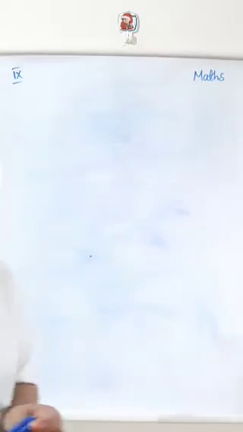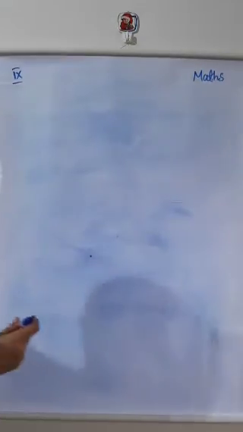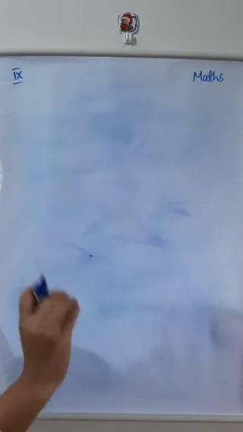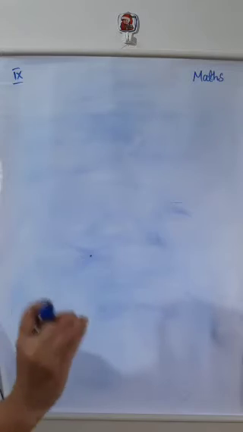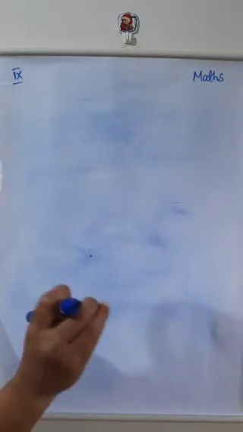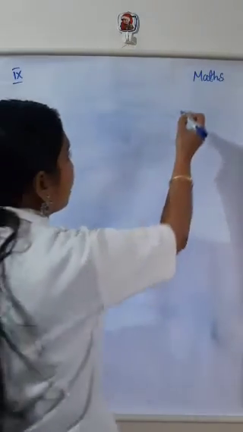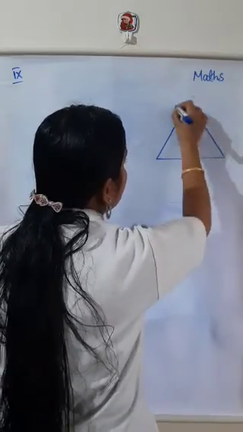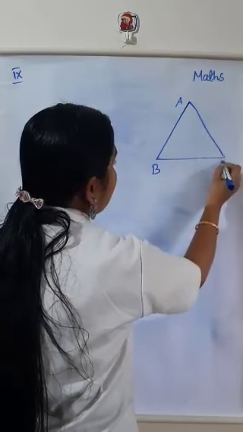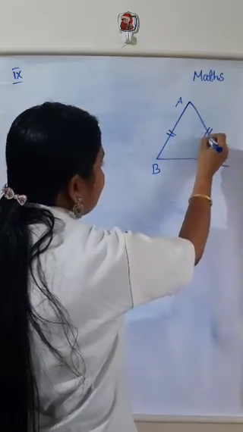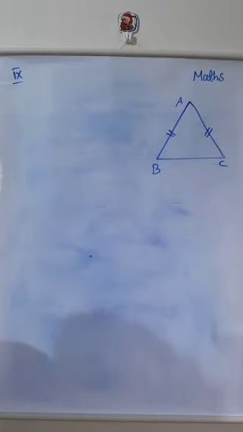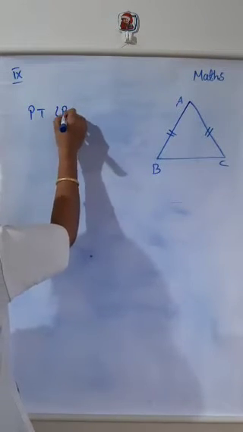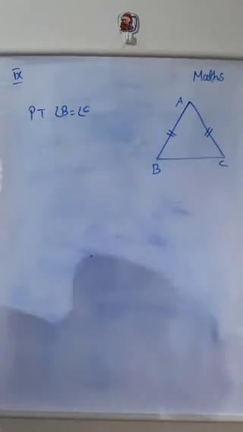We need to study the proof also. The theorem says that given an isosceles triangle, we need to prove that the angles opposite to equal sides are equal. So given a triangle ABC, AB and AC are equal sides, we need to prove that angle B is equal to angle C.